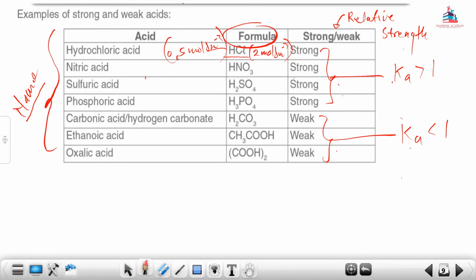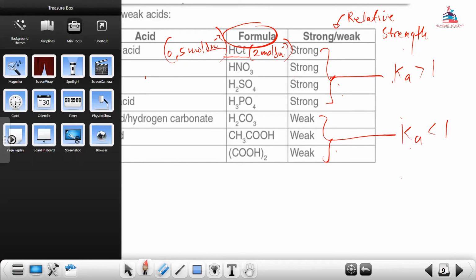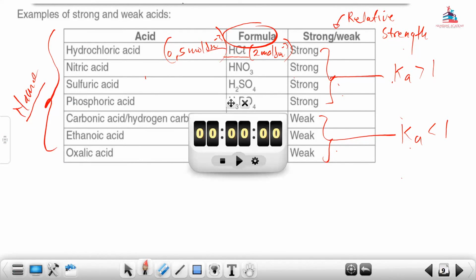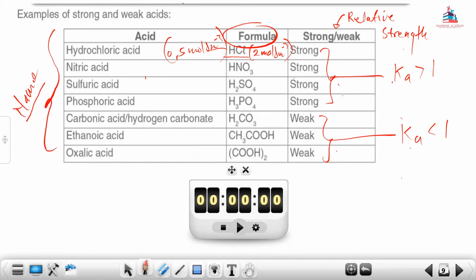So these are the key acids that I want you now to take into consideration. The names, formulas, where and the relative strength. Is it weak or strong? Because we are going to need this moving forward.